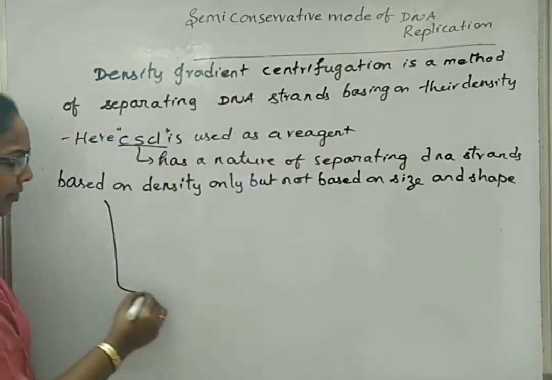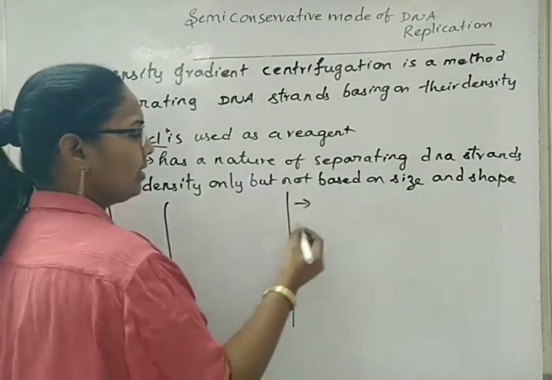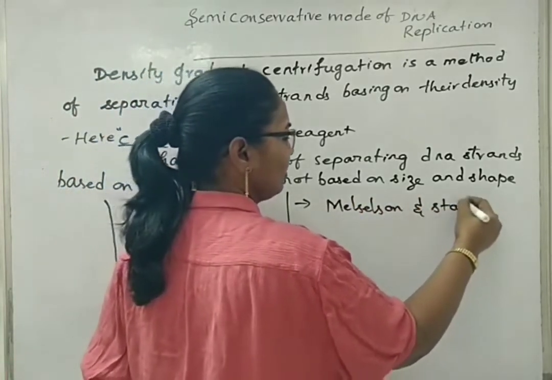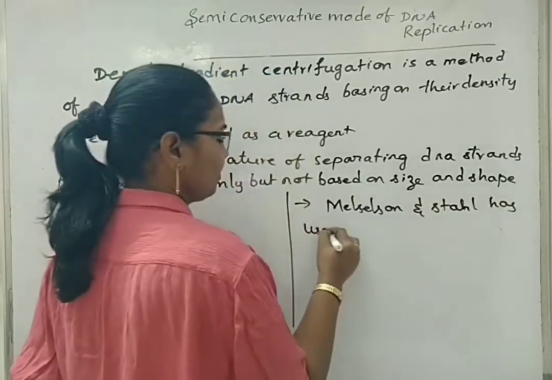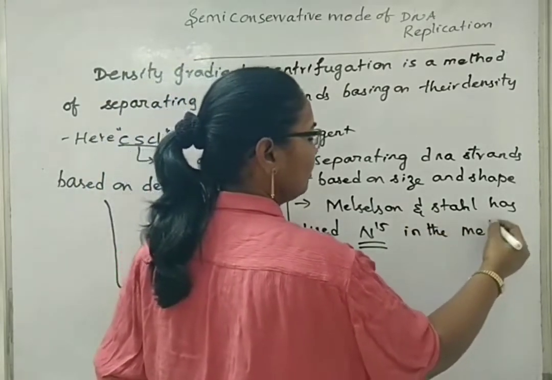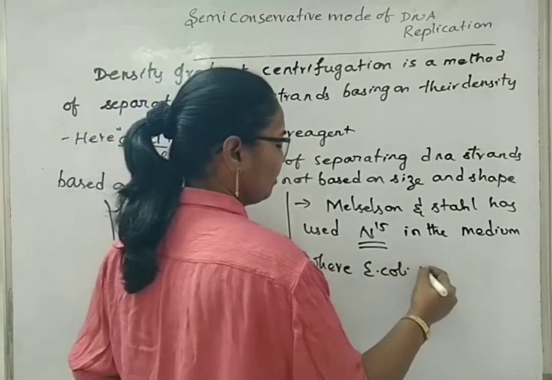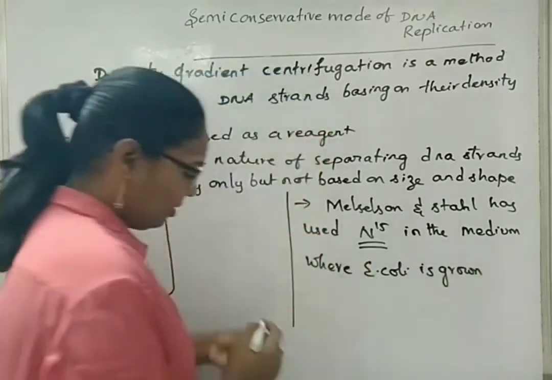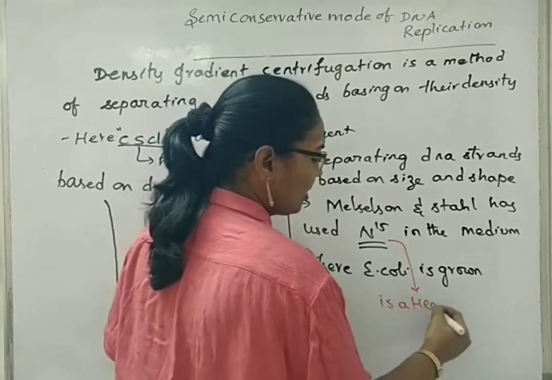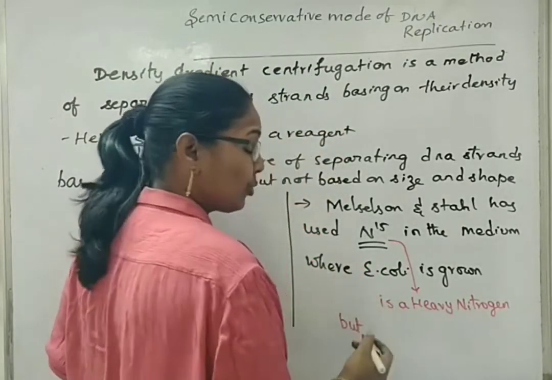So, for a diagrammatic representation, first we write one point: Meselson and Stahl used nitrogen 15 in the medium where E. coli is grown. This N15 is a heavy nitrogen but not a radioisotope nitrogen.